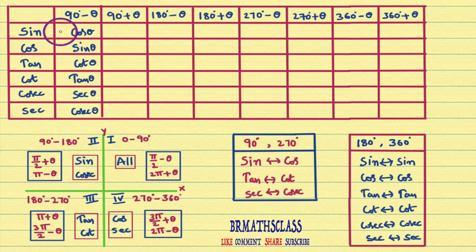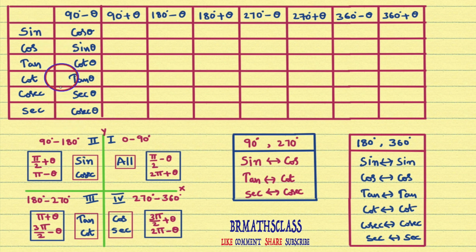Now it's time to write the sign, positive or negative. 90 minus theta, 90 degrees means pi by 2. Pi by 2 minus theta lies in which quadrant? You check here. Pi by 2 minus theta lies in the first quadrant. Which trigonometric functions are positive in the first quadrant? You look here, not this side. All are positive. That means these all have positive signs only.